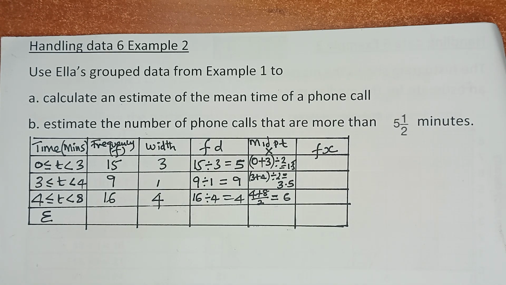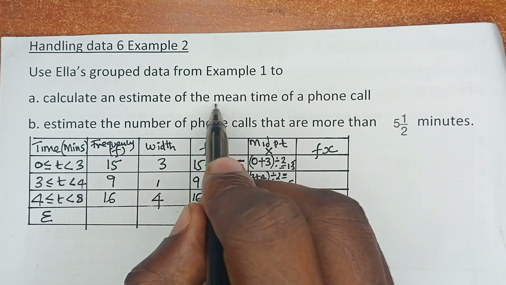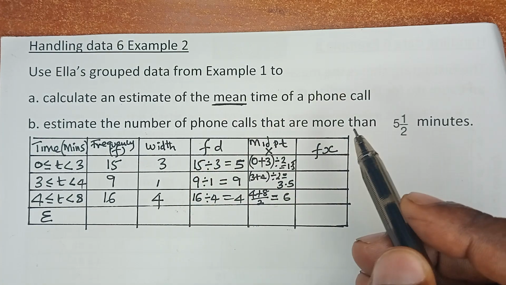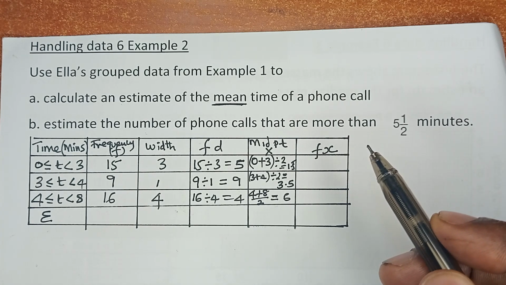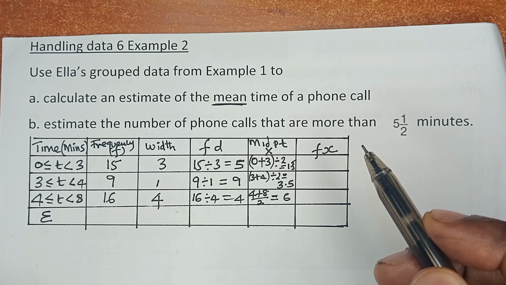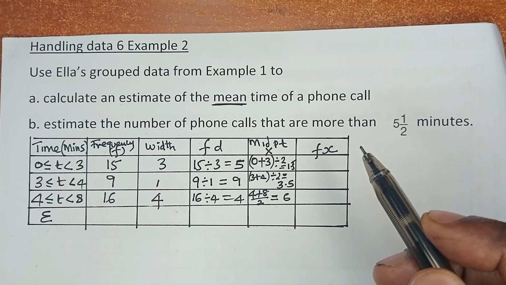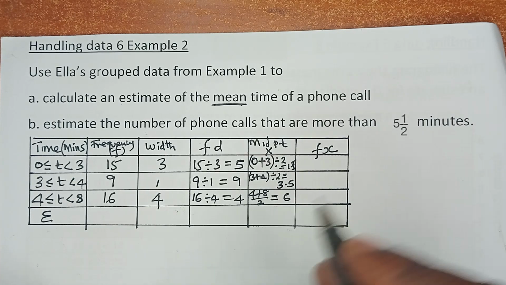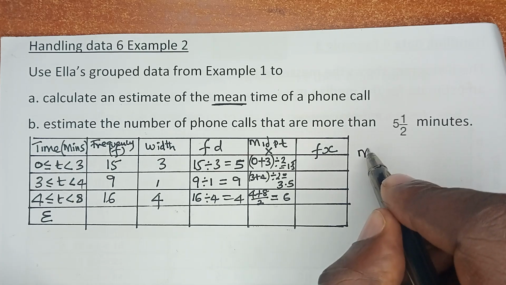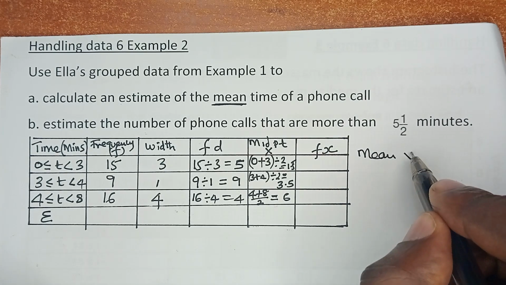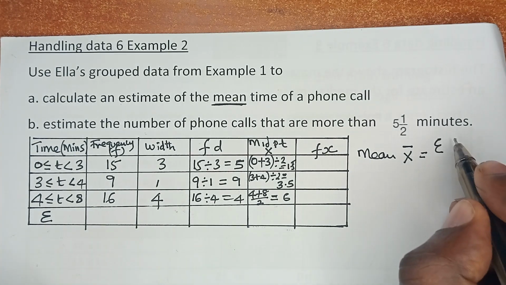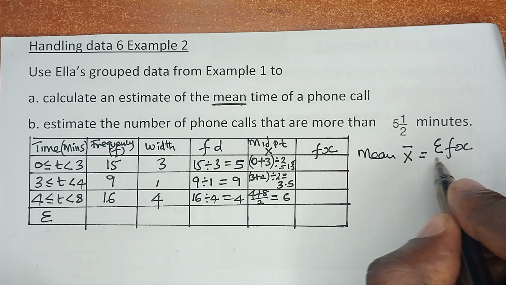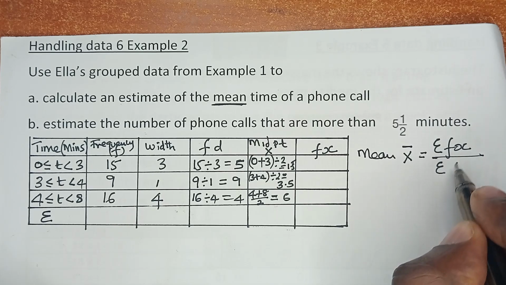Now, we have to take care of the first part of the question because there is something which may seem new. There is the word mean here. And we all know that mean is average. And from the previous lesson, we know that the mean, which is symbolized as x bar, is given by the sum of fx, or rather sigma fx, divided by the sigma, or the sum, of f.